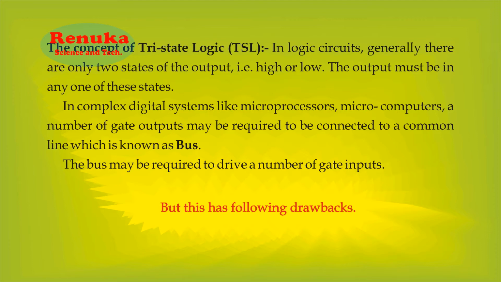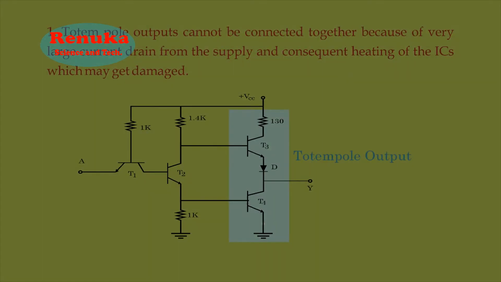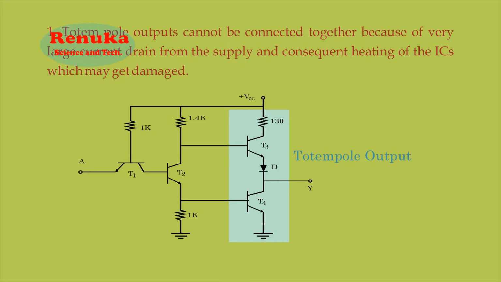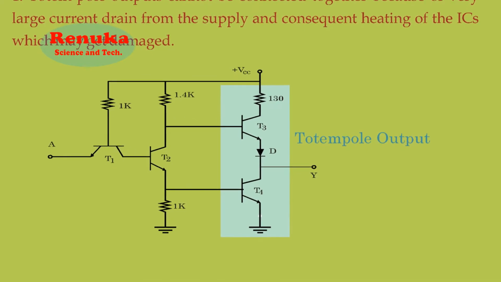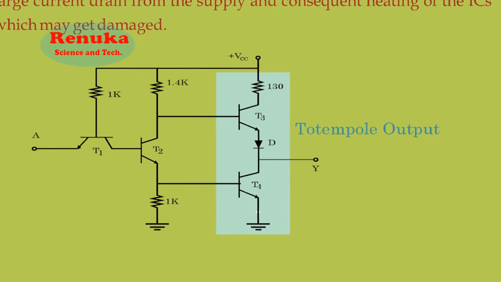The drawbacks are like this. From the drawbacks we can see that we have seen the output of TTL gates, like NOR gate, NOT gate, and NAND gate. In the circuits of TTL gates, you have seen that the outputs of these gates are connected in the totem pole fashion.